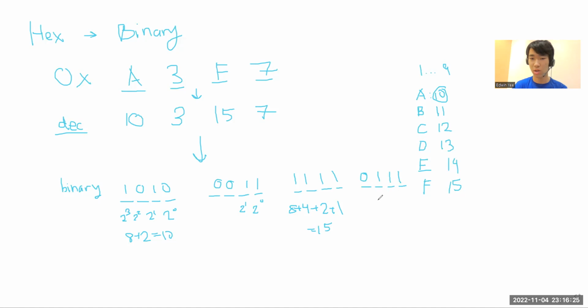And there we go. Let me just write this out. 2 to the second, 2 to the first, and 2 to the 0, which would equal, whoops, not 8, 7. There we go. And so that's how you convert hexadecimal to binary.